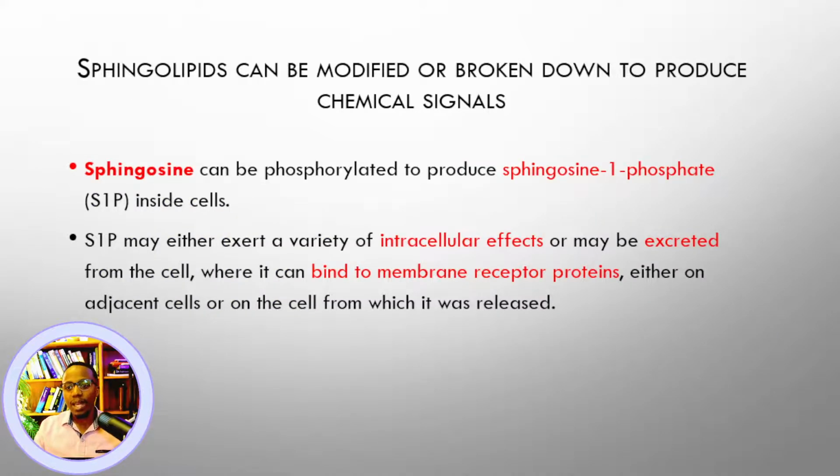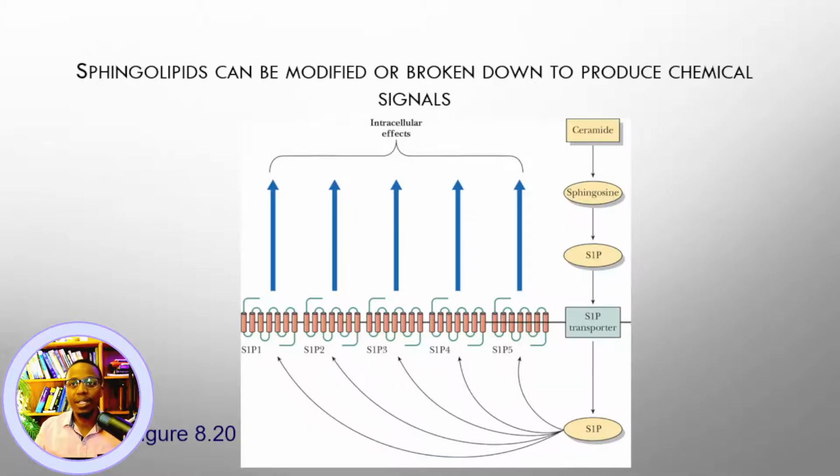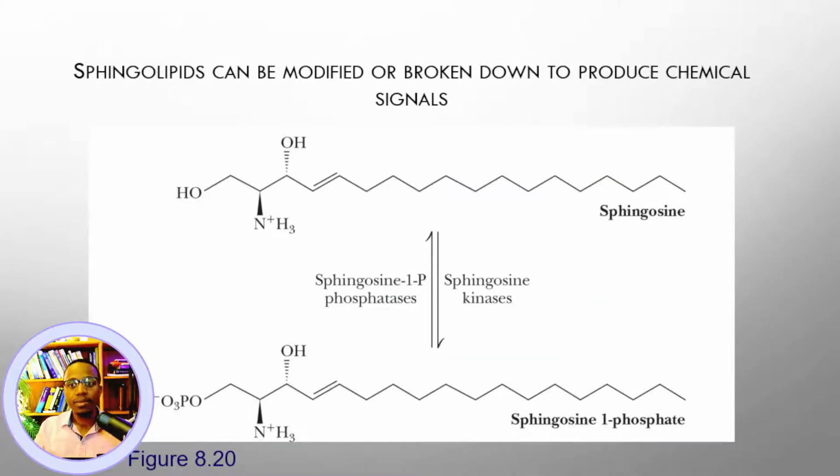All right, another example is sphingolipids. We talked about sphingolipids, and these are the lipids that have a sphingosine group. You can phosphorylate the sphingosine to give you sphingosine 1-phosphate. This is an important molecule involved in intracellular effects, and even outside the cell, it's also involved in binding receptors outside the cell. So sphingosine is another important molecule, and this is how it goes from sphingosine to sphingosine 1-phosphate.